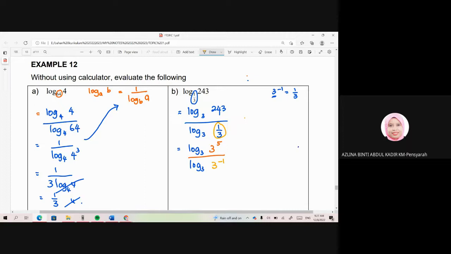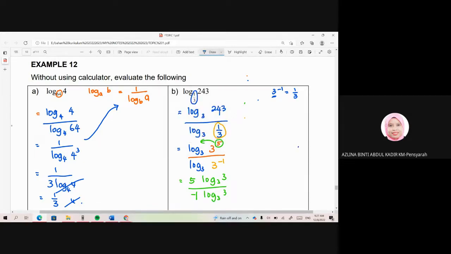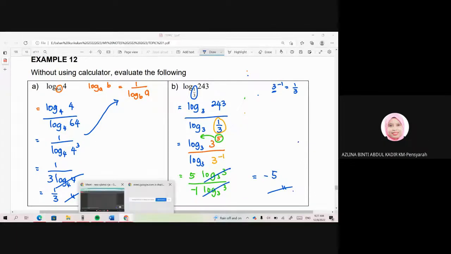Then you apply the power rule. So we get 5 log 3 base 3 over negative 1 log 3 base 3. So this one cancels out. The answer is negative 5. So that's all for today. Thank you. Bye-bye.